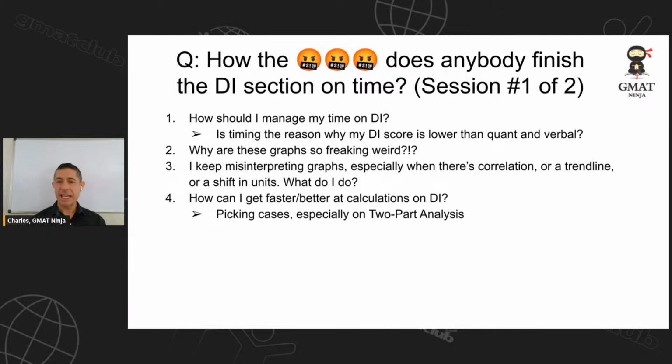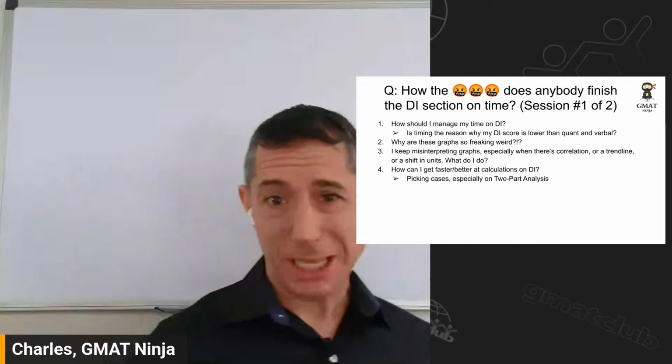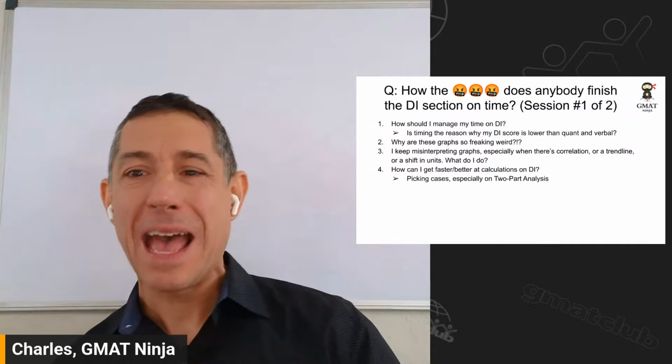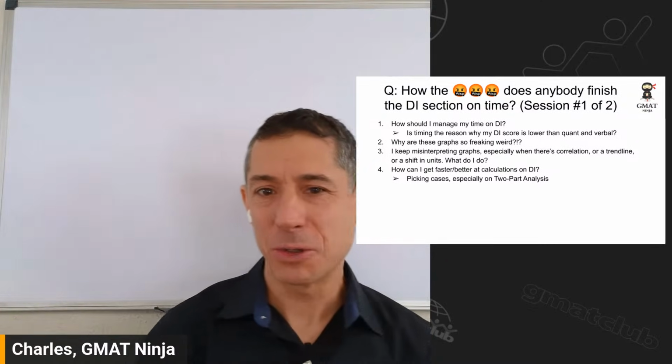I've got questions about picking cases. I'm not going to get into that too much. I want to talk generally about calculations and data insights. Why do people go slowly? How do you burn time? What are the habits that lead to too much slowness here?